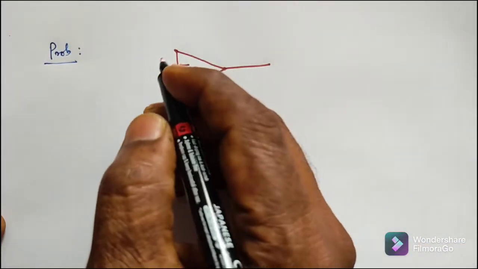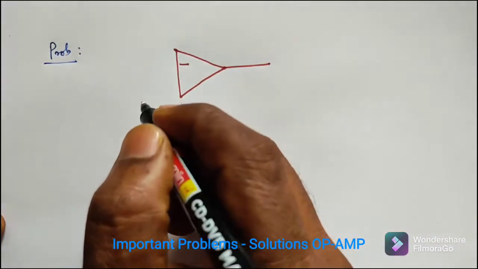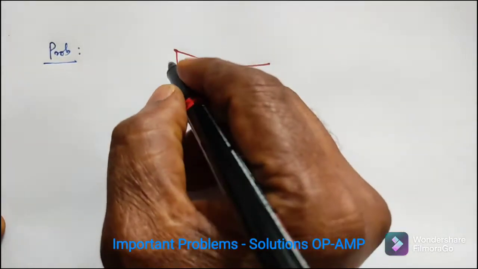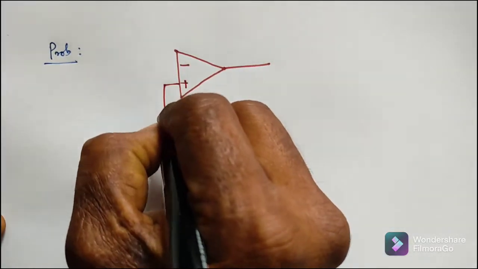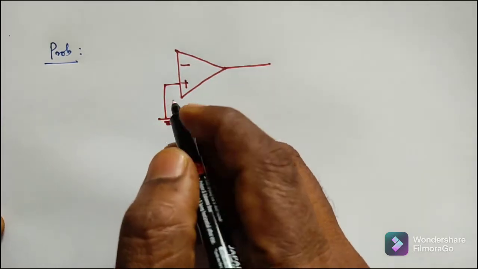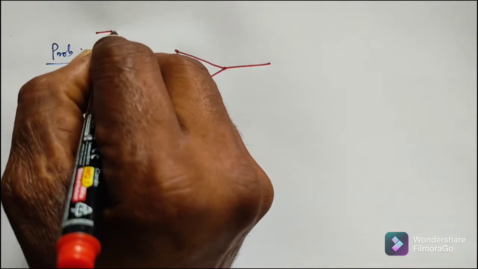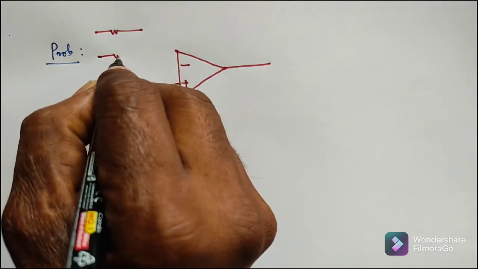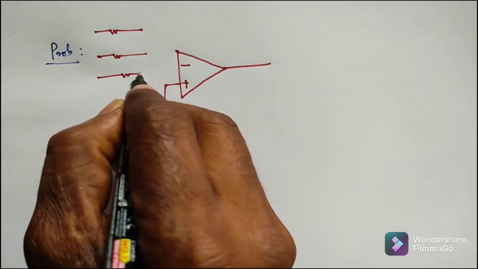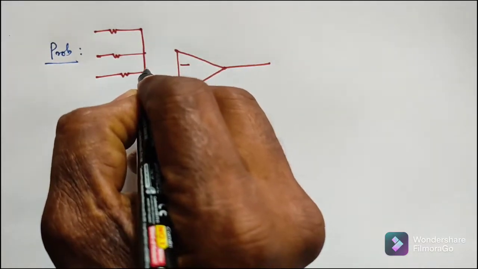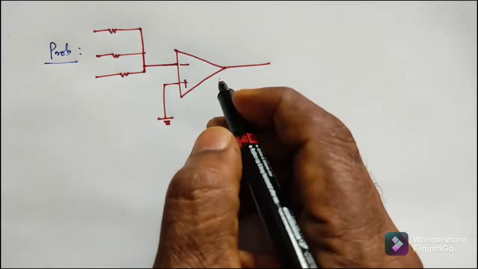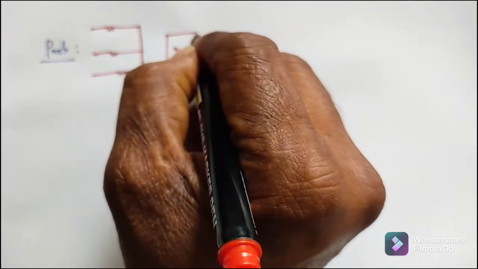Hi friends, now let us discuss one more problem on operational amplifier. It has a negative and a positive terminal. Here the positive terminal is connected to ground. Take three resistors, resistor 1, resistor 2 and resistor 3. Then take the feedback element.